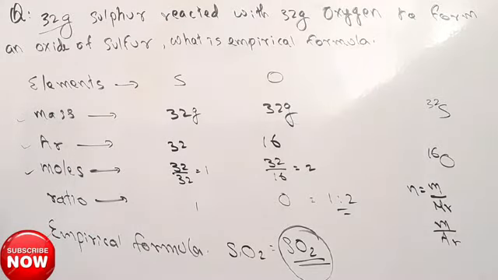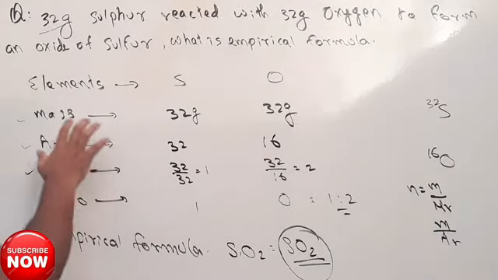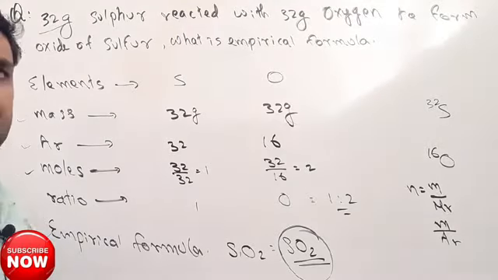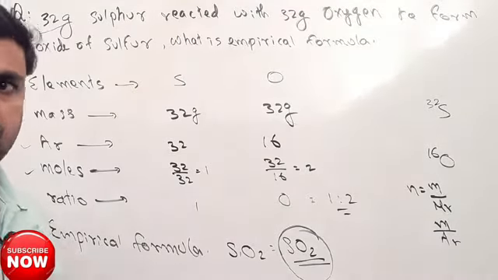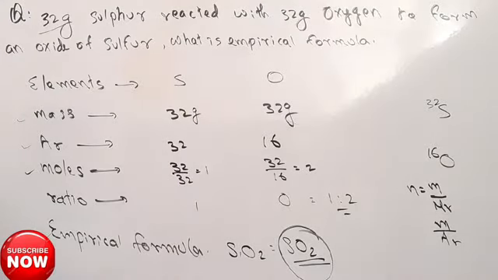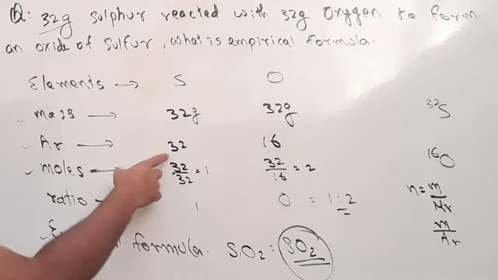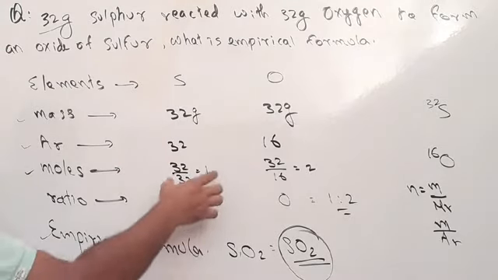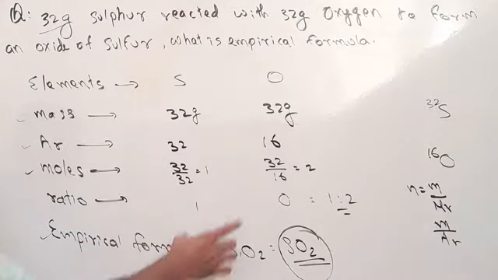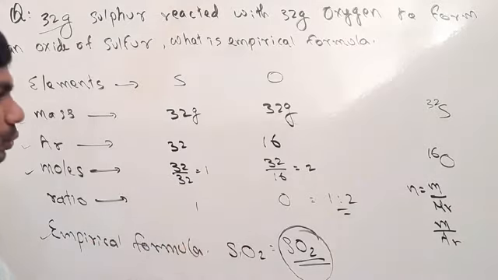So you can find the empirical formula using this method. Here we need the mass of the reactants, no need for the mass of the product: the mass of sulfur and the mass of oxygen. Then we get the relative atomic mass using the periodic table: sulfur 32, oxygen 16. Then we can find the number of moles, mass divided by relative atomic mass, then the ratio 1:2.